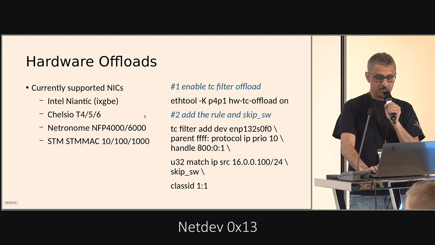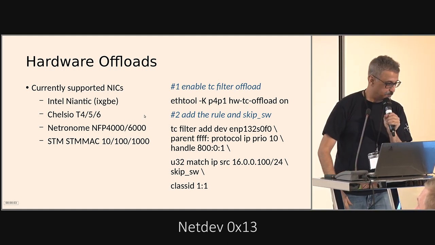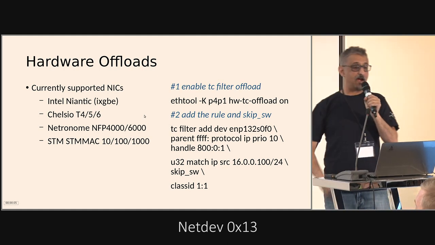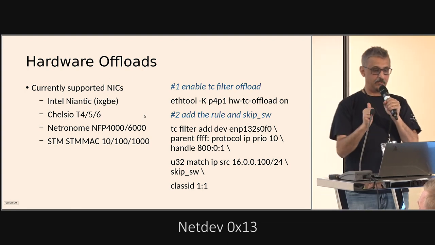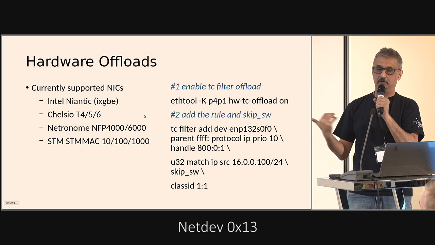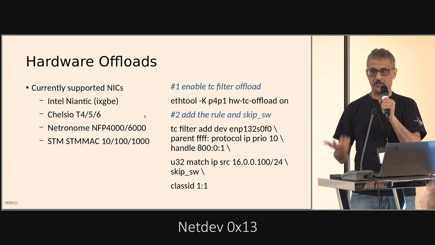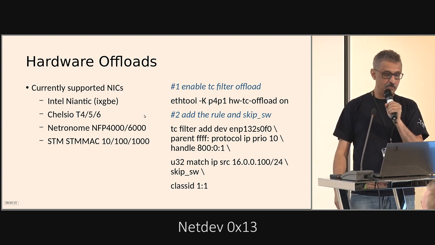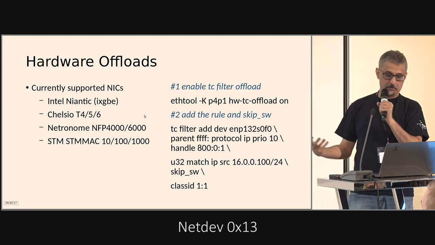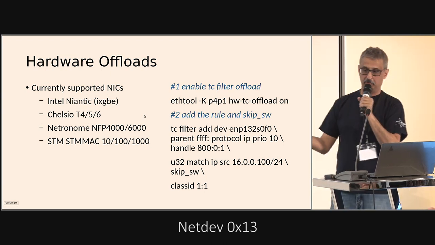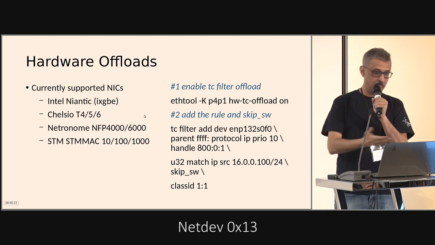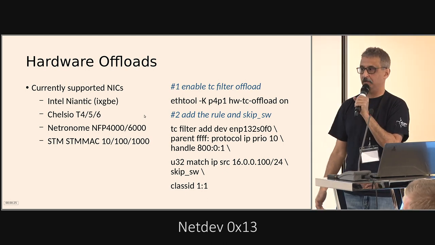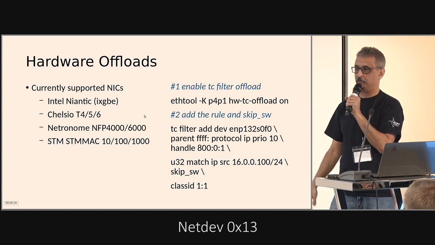All right. So, having said that, there are hardware offloads existing. I had an Intel IXGBE in at the office, so I tried to play with it. It offloads U32. Looking at the kernel code, the Cisco, the three models of Cisco, Netronome, and I don't know this STM Mark who that is, but they do offload U32 into the hardware, okay?